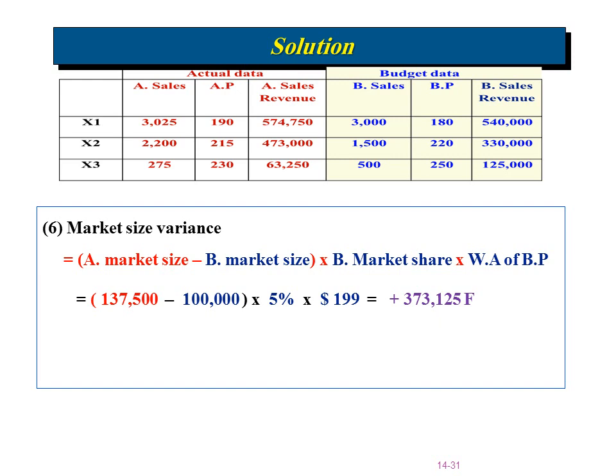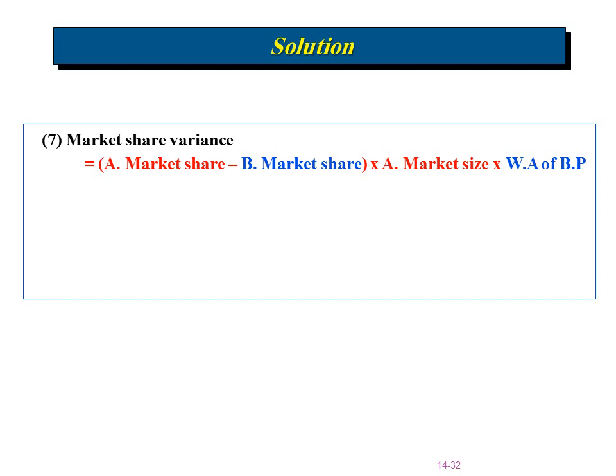Here I have positive again. 137,500 minus 100, the difference is positive 37,500, times 5% times 199 will equal positive 373,125 favorable. Okay, the last variance in our map to analyze variances for sales is market share variance.